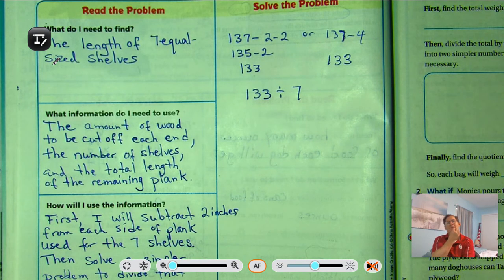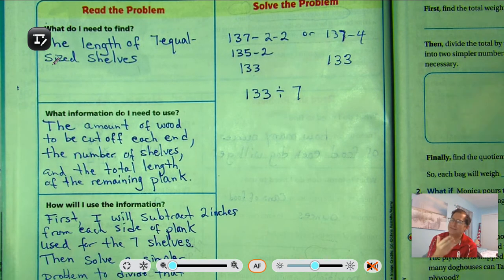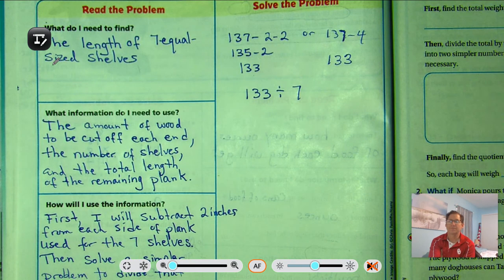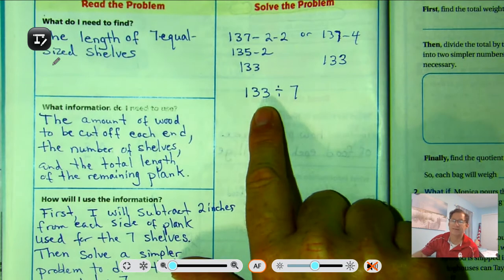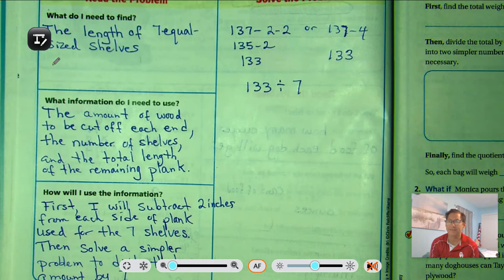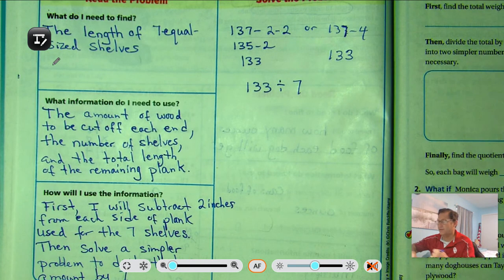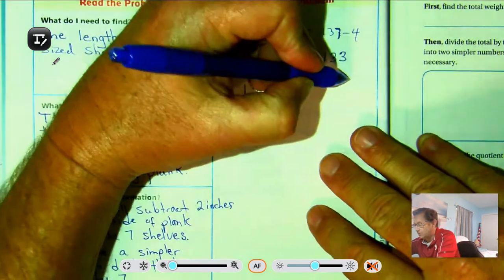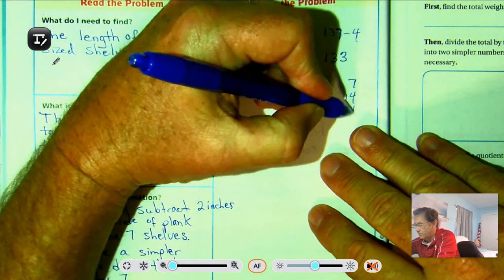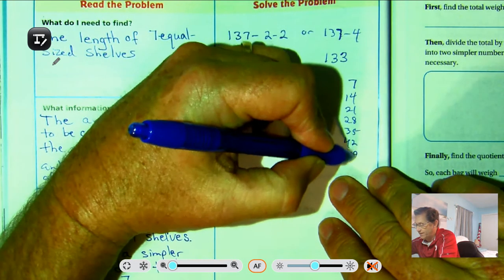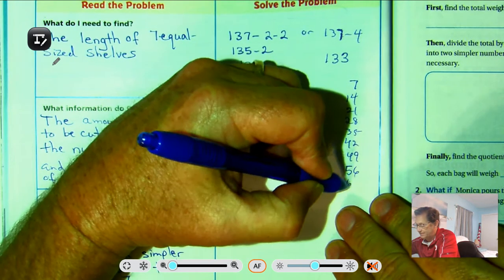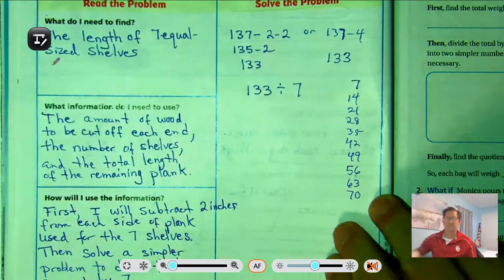Well, again, 133 divided by 7 is not a very difficult division problem. But we can make it an even easier problem by splitting the 133 into 2 smaller add-ins. So let's make 2 simpler division problems. So the multiples of 7, right? We know our multiples of 7. 7, 14, 21, 28, 35, 42, 49, 56, 63, 70. Okay.